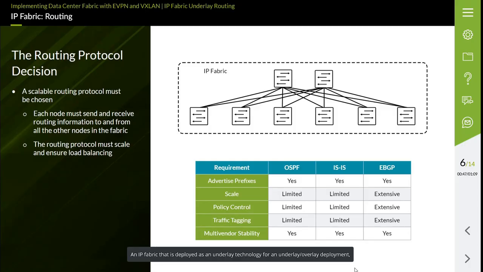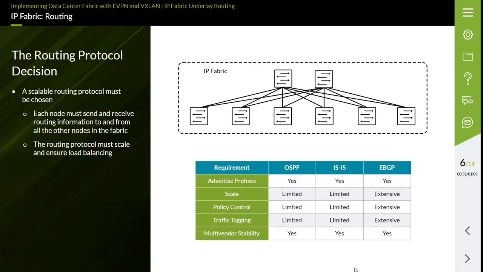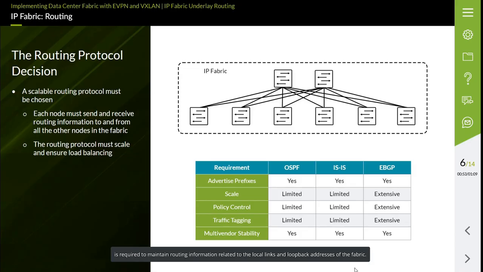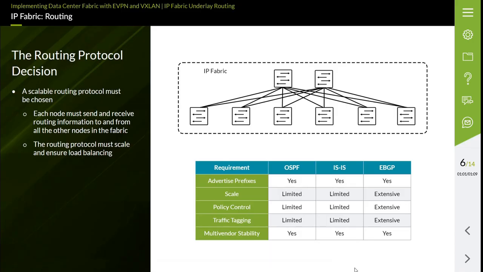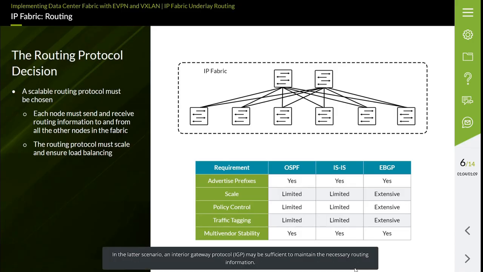An IP fabric that is deployed as an underlay technology for an underlay-overlay deployment is required to maintain routing information related to the local links and loopback addresses of the fabric. It does not maintain routing information pertaining to end hosts or tenants. In the latter scenario, an interior gateway protocol, or IGP, may be sufficient to maintain the necessary routing information.